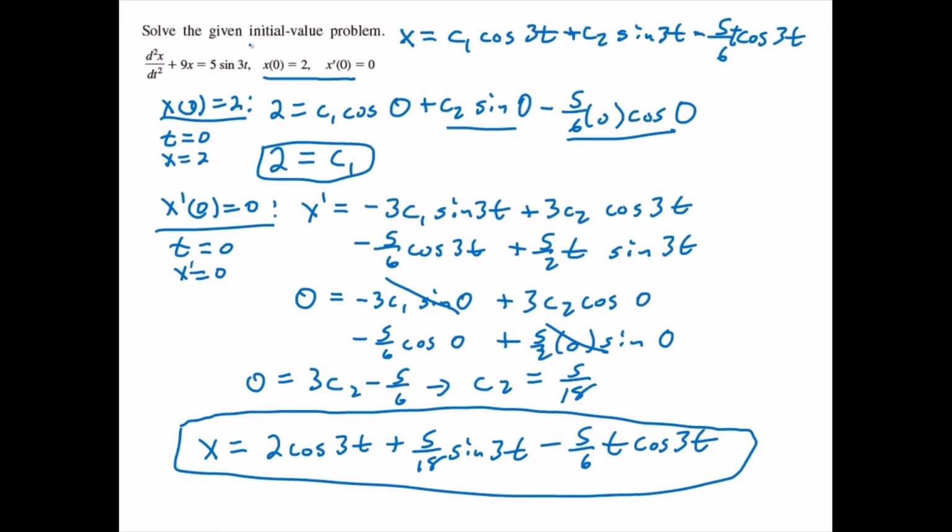So for this problem, we found a complementary solution as well as a particular solution, and then we added them together to get our general solution, and then we used the initial conditions to get the constants to get our final solution.